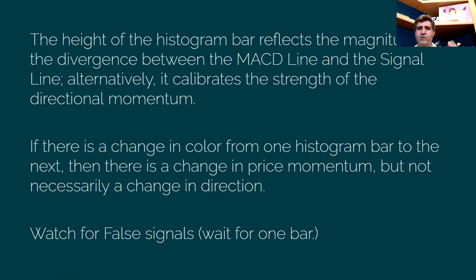Now, once we're using a histogram, the height of the histogram, the higher it goes. And you've seen it, for instance, when we did the squeeze with the momentum bars. The higher it is, that shows the magnitude or the difference between the MACD line and the signal line. So the more it is, the stronger that momentum is, and the higher it's going, that means the strength is there. It will continue till it changes. So that's why the histogram is important.